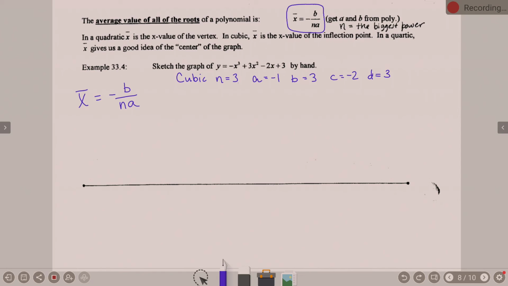Let's go ahead and find x bar. Negative of B over N A. So negative of 3 over 3 times negative 1. Did I get that right?